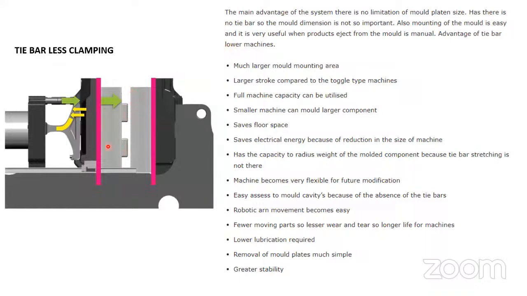See here, the molds get attached here. This is the rotary plate, and this is the cylinder here. Now, what is happening here? The main advantage of the system is that there is no limitation of the mold pattern size, correct? You can adjust any height, any type of mold here.